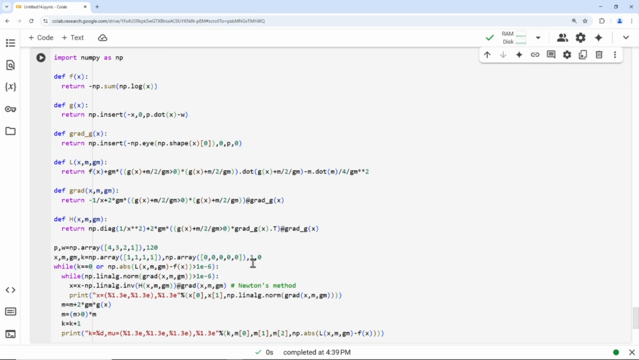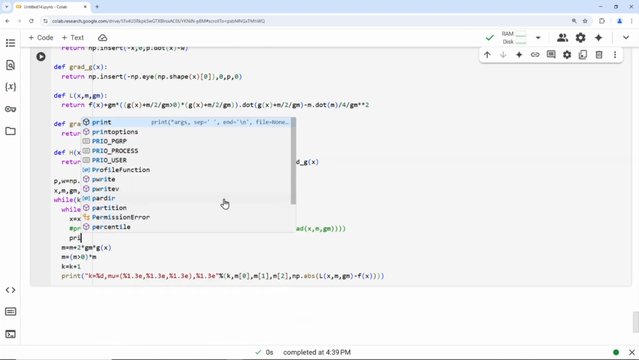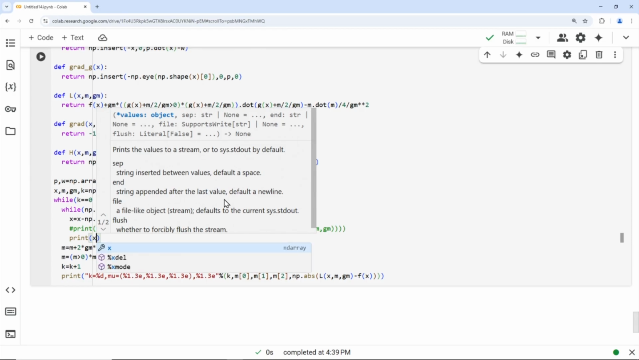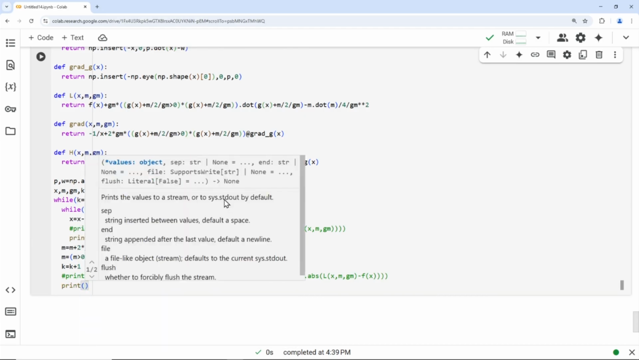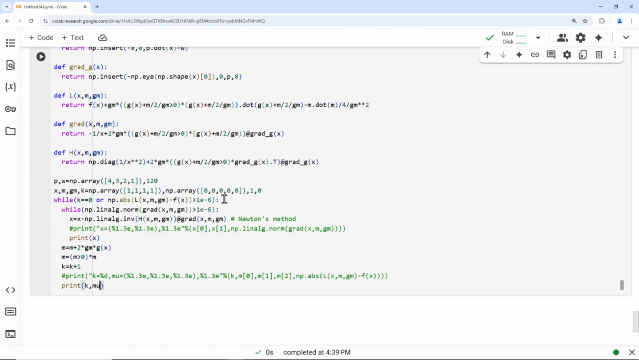Gamma is 1 and k is 0, and here there is a problem because you only have x of 0 and x of 1. So instead we will just print x, and I think x should be fine. And here again we will just print k and mu. I think x can also be written. So k, x and mu.